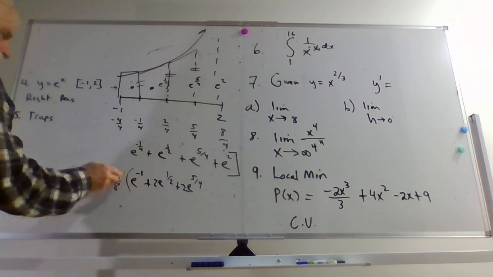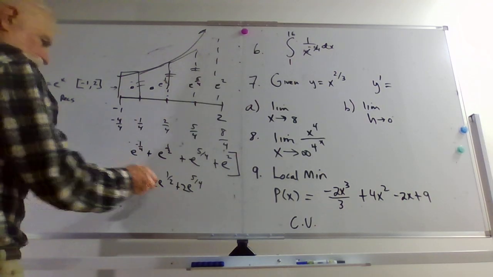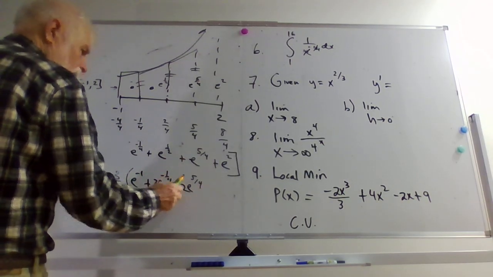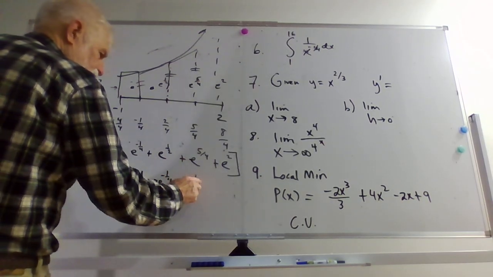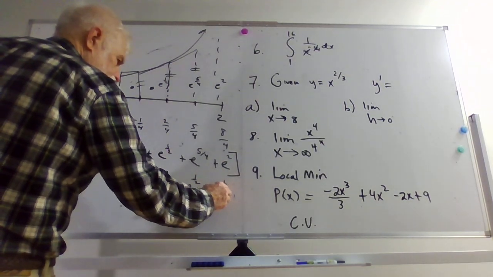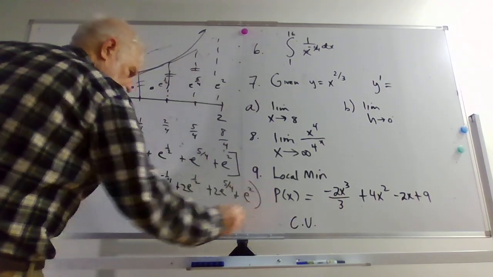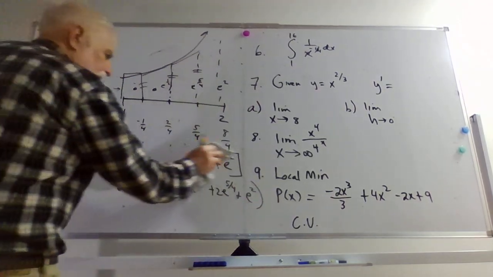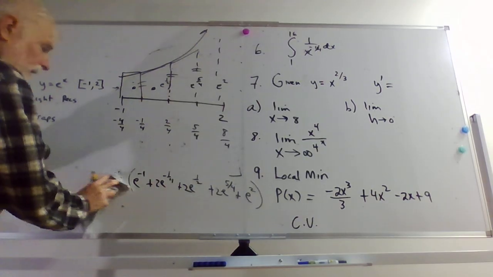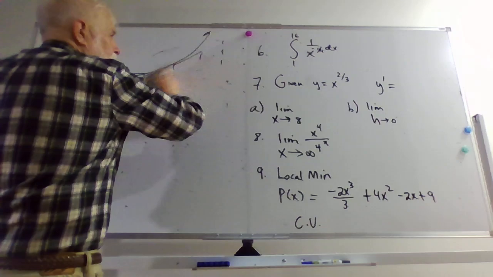So e to the -1, 2e to the -1/4, 2e to the 1/2. There, I'm finally getting there. 2e to the 5/4, and the last one is a singleton, e squared. There, that's better. Let's get rid of that. Okay, at least it's done properly. You're pausing the video and having a go at each of these problems.